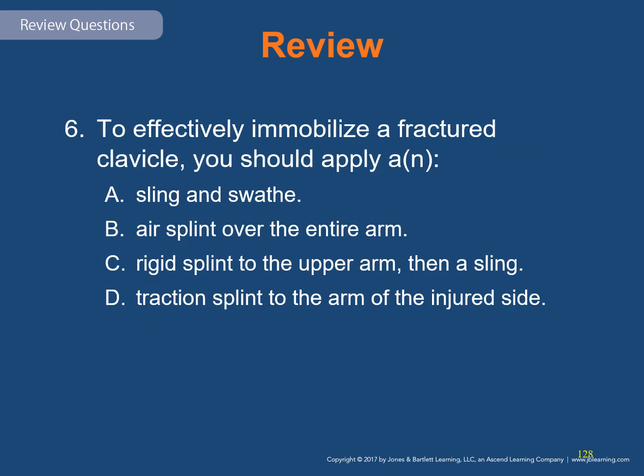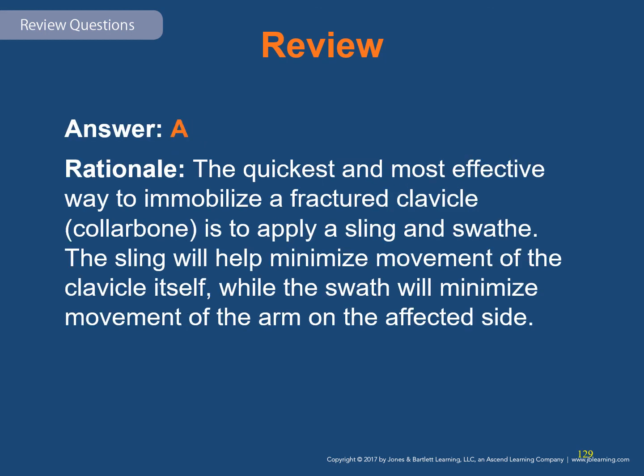Review question 6. To effectively immobilize a fractured clavicle, you should apply A. A sling and swath, B. An air splint over the entire arm, C. A rigid splint to the upper arm, then a sling, D. Traction splint to the arm of the injured site. The correct answer is A.